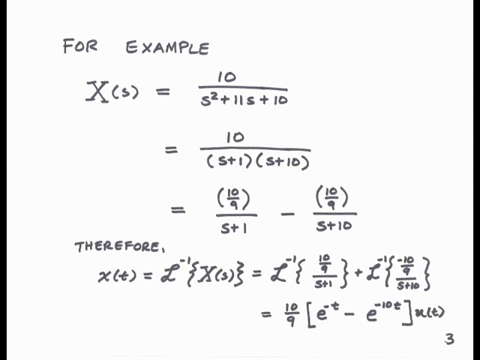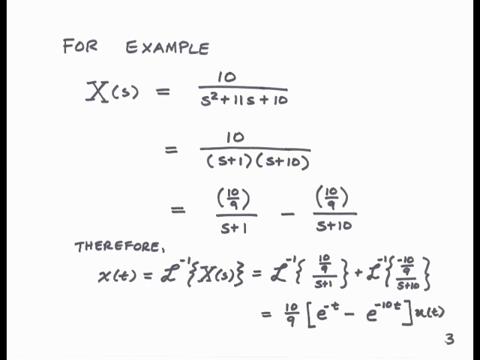After partial fraction expansion, we'll have the quantity 10/9 over s plus 1 minus 10/9 over s plus 10. And if you multiply it back out, putting it under a common denominator, you'll find this is 10 over the quantity s plus 1 times the quantity s plus 10. So now that we've written X of s as two simple terms, we're ready to do the inverse Laplace transform.